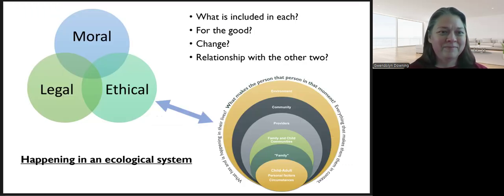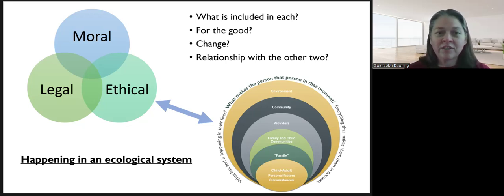Okay. So let's go back to our opening point, that morals, laws, and ethics are happening within an ecological system with interconnection. So when we think about the four bullets, what is included in each? What are my morals? What's in my ethical code? What are our laws? Are they for the good? Are they trying to be for the good?